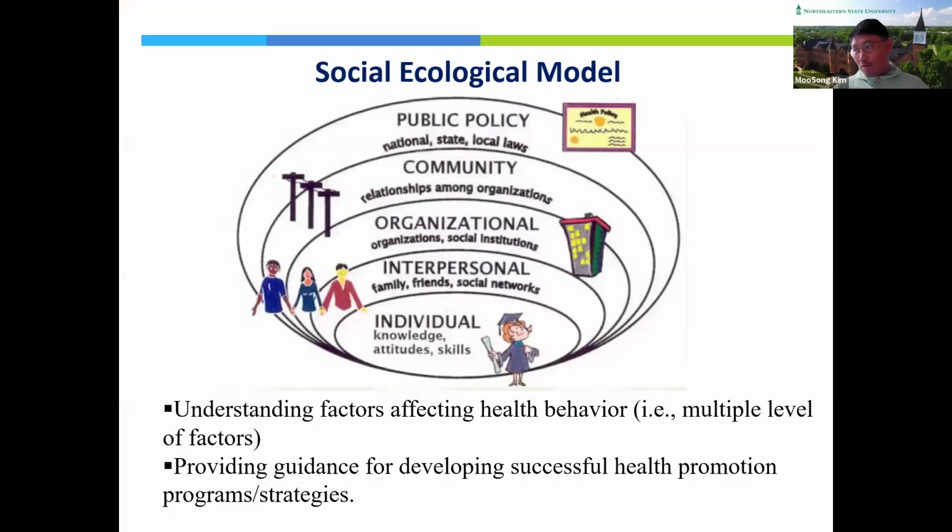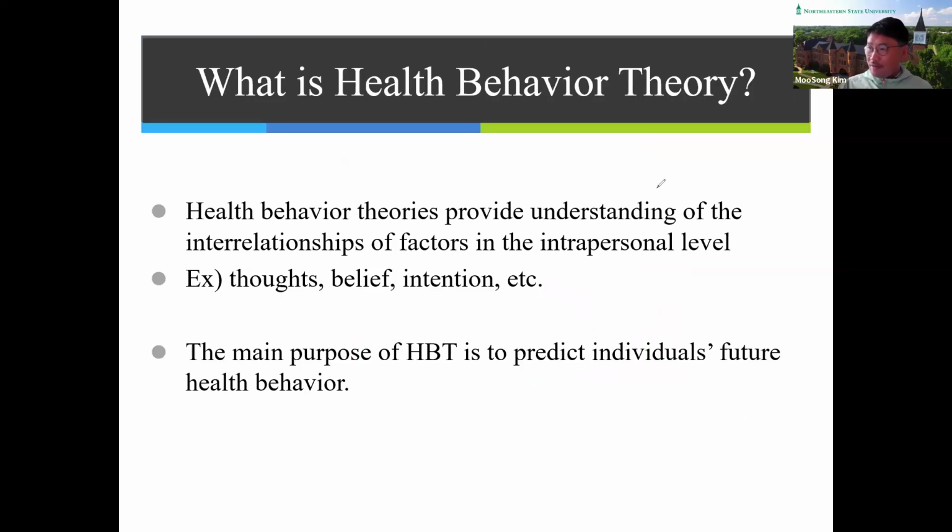Last time we talked about social ecological models, and as I mentioned, these models provide a framework for understanding the factors that affect our health behavior. We talked about the different levels of factors last time: individual level, interpersonal level, organizational level, and community level factors. And we also talked about public policy level factors, right? Health behavior theories also provide an understanding of the interrelationship of factors at the intrapersonal level.